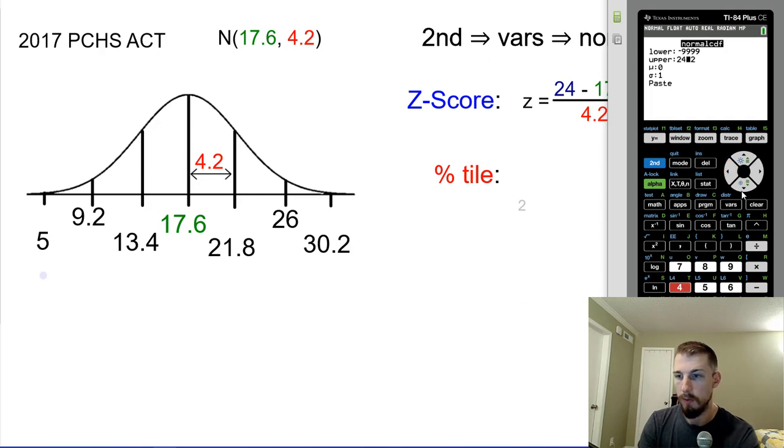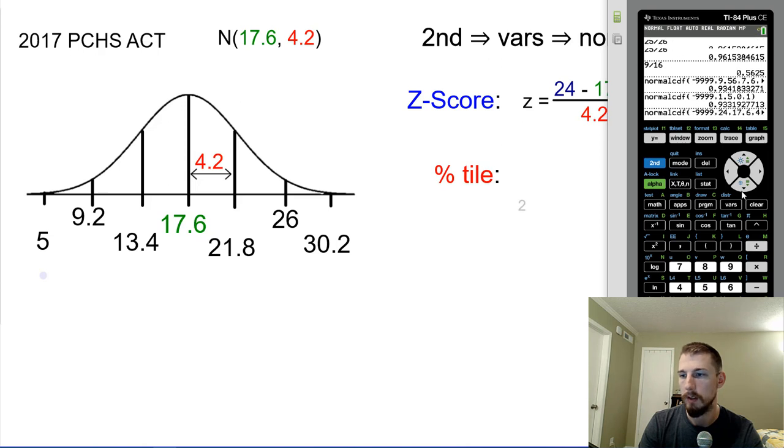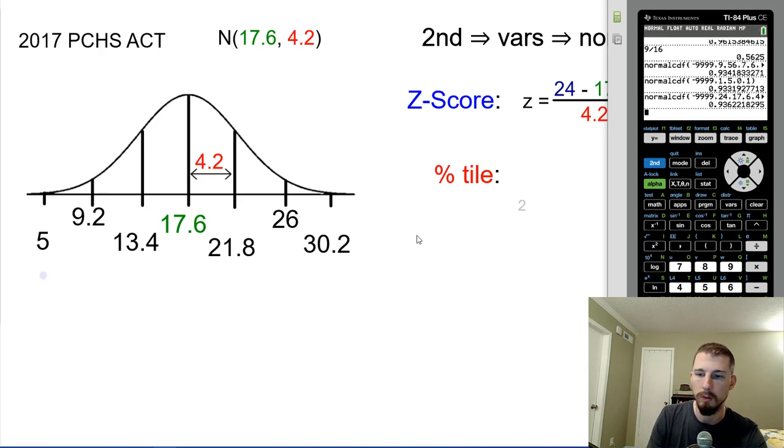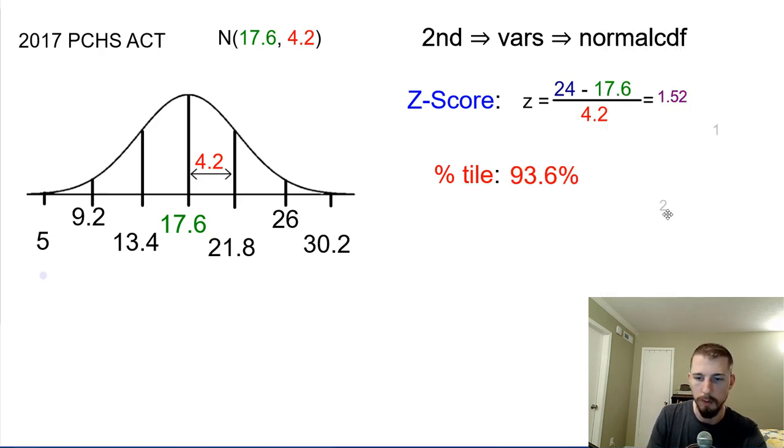Alright, so 24, delete those. The mean was 17.6 with a standard deviation of 4.2. Alright, and then hit paste, it's going to be 93.6. So really close to the last one because the z-score was almost the same as well.